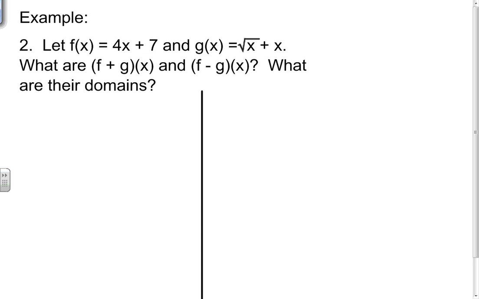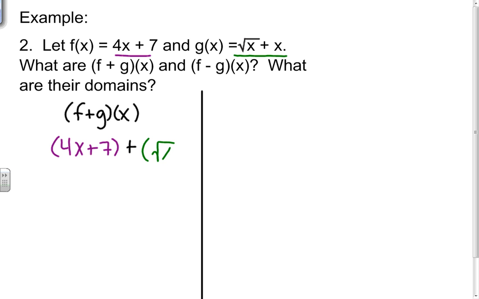Number 2, f of x is 4x plus 7, and g of x is the square root of x plus x. So on the left, I'm going to do f plus g of x, the first thing they ask for. That means I'm doing 4x plus 7 plus square root of x plus x. And again, when the operation you're doing is adding, you really don't need parentheses, so I'll take a second and write it without.